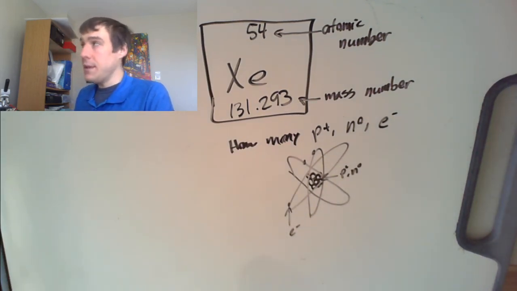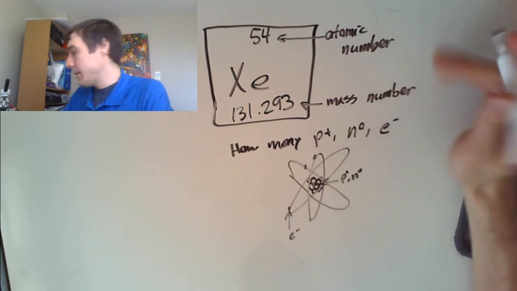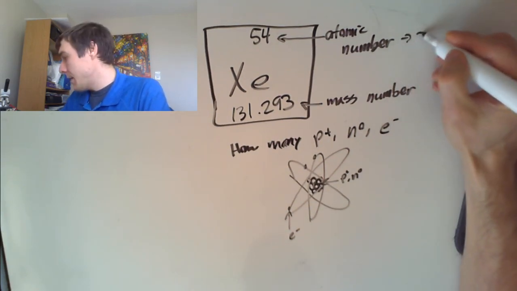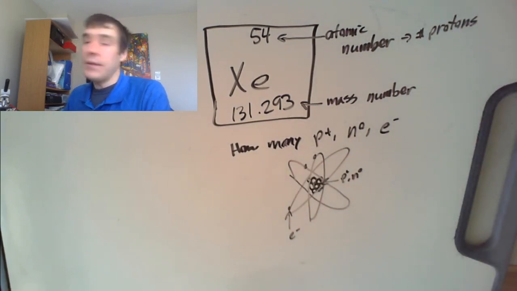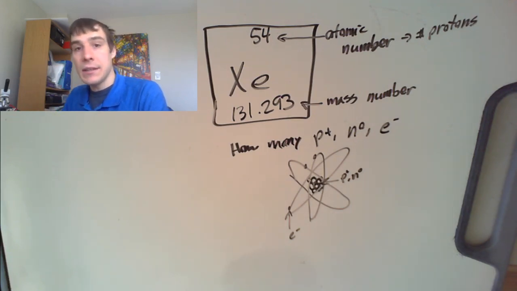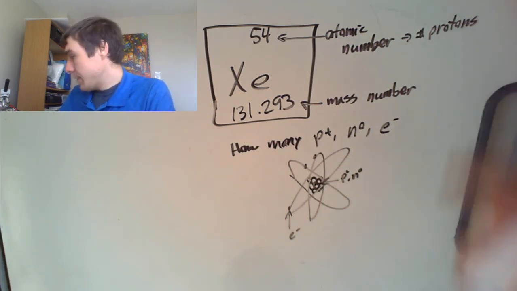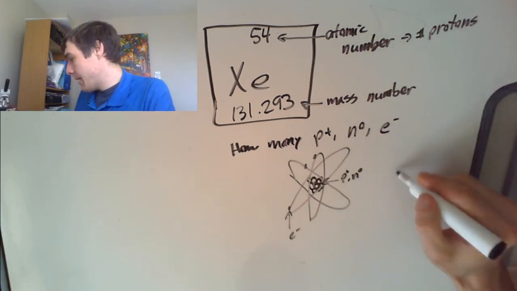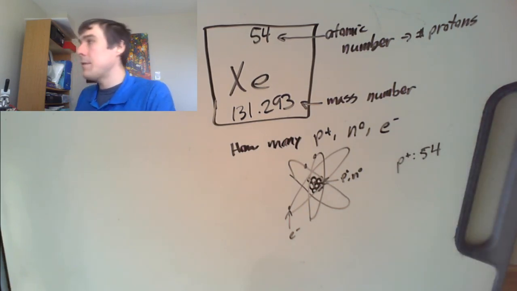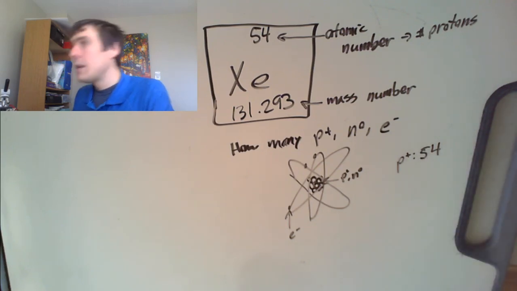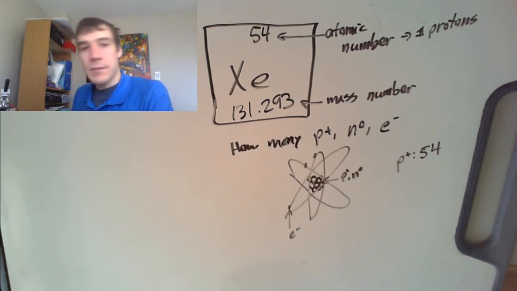What's important to note is the atomic number is literally just the number of protons. So number of protons is easy. The periodic table is arranged by how many protons the atoms have. So the atomic number is number of protons. So we already have our number of protons. There's 54 of them. 54 protons. How about the number of electrons?